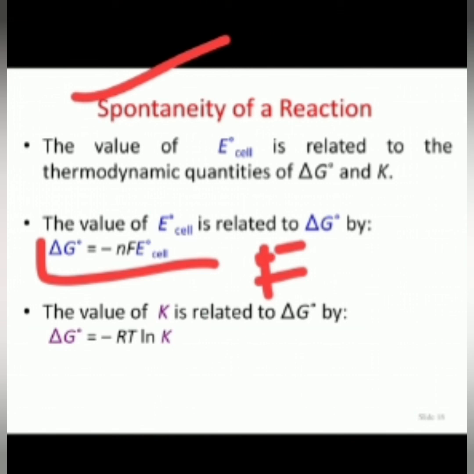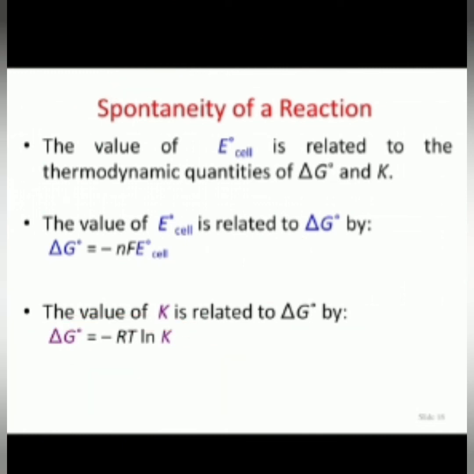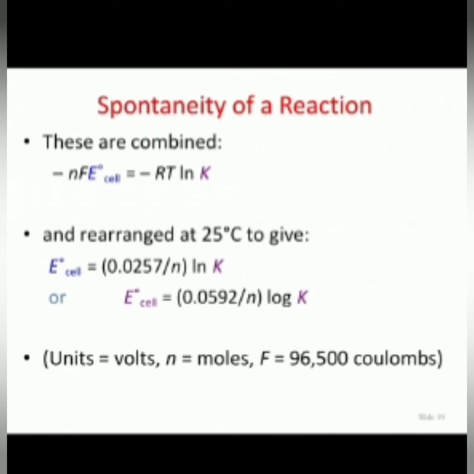E naught cell is the cell potential in standard condition. The value of K is related to delta G standard by this expression: delta G standard is minus RT ln K. Here R is the gas constant, T is temperature in Kelvin, K is the equilibrium constant, F is Faraday's constant, and these two relations can be combined with each other.